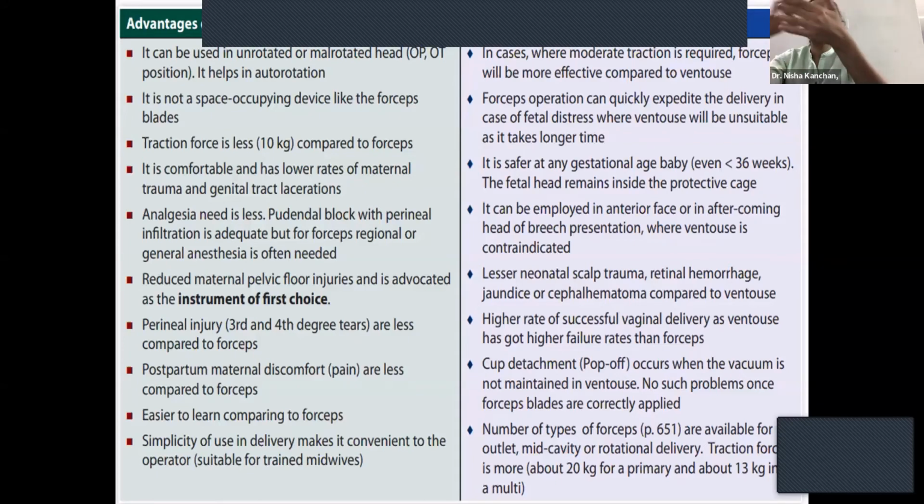Vacuum, if the vacuum pops off, you cannot use it again and again. Cup detachment occurs when vacuum is not maintained. And there are many types. They have different types of forceps for different indications. So more types of forceps are available. So that's the advantage of forceps over vacuum. Next slide.